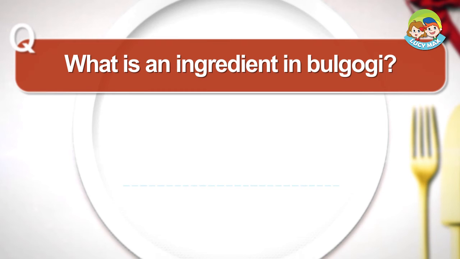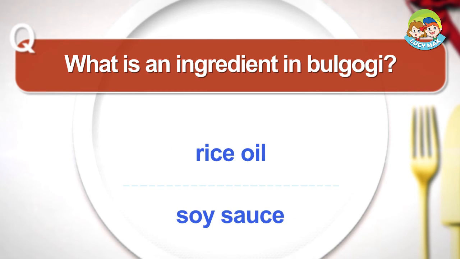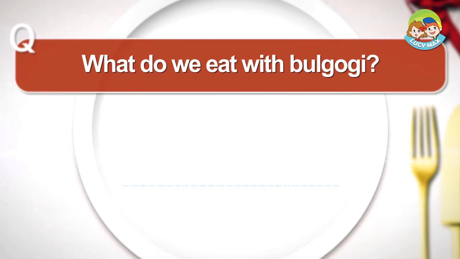What is an ingredient in bulgogi? Rice oil. Soy sauce. What do we eat with bulgogi? Bread. Rice.